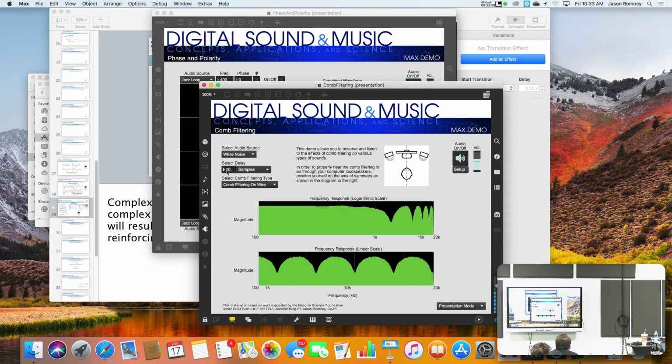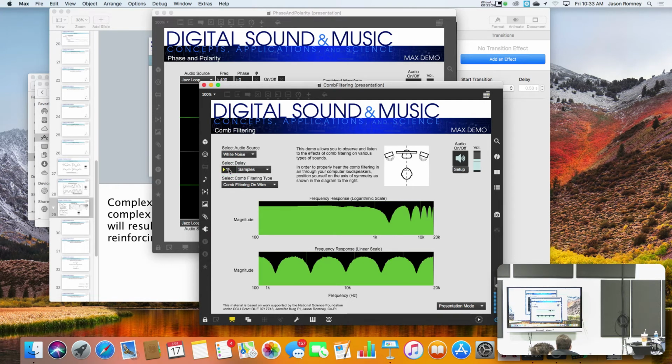Okay, so you see how up here, these two things are frequency response. Just this one's logarithmic, this one's linear. We'll talk about that later. But look at the logarithmic one. You can see some frequencies are getting canceled out, some are reinforcing. Okay, you can hear that. But what you can also hear is as I change the delay, the frequencies that are affected also change.